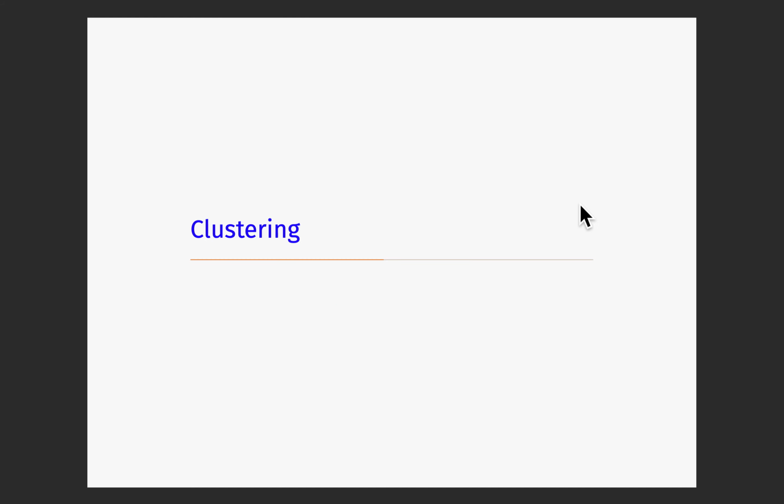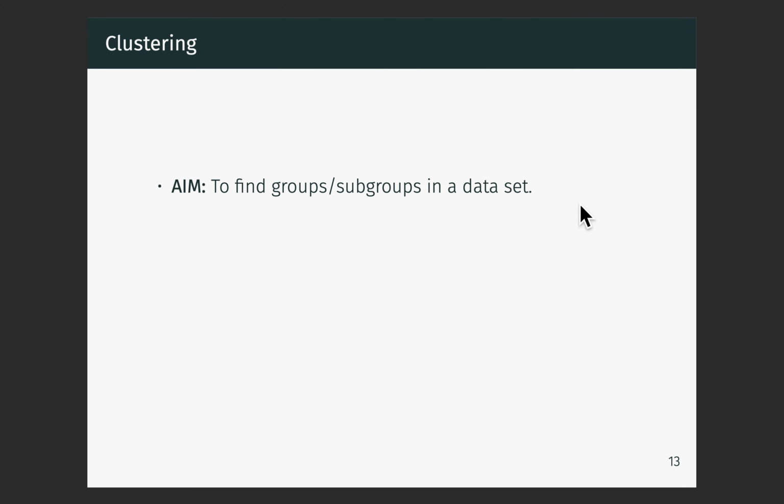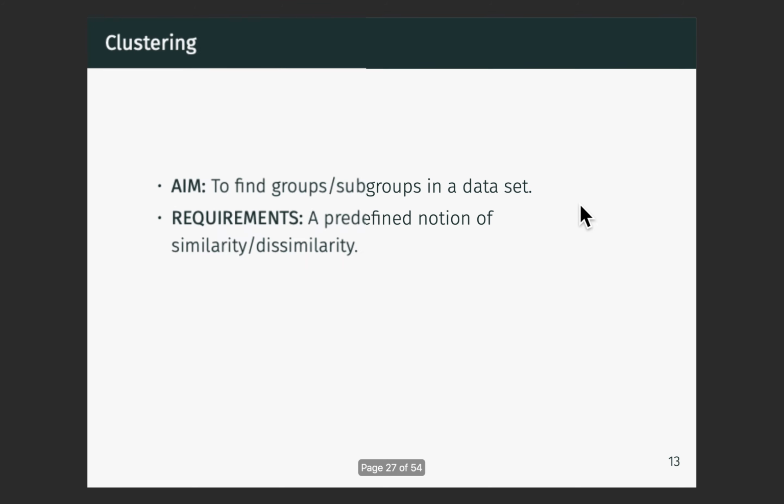So let's now talk about clustering in a little more detail. And just to revise, the aim is to find some groups, subgroups or clusters in a data set. And we somehow need to define a notion of similarity. Like, how do we say that these two things are similar, or something should be within a cluster? So you need to have a notion of similarity. We have already discussed various notions of similarity when we were discussing the k-nearest neighbor algorithm. So we just apply a similar sense of similarity here.